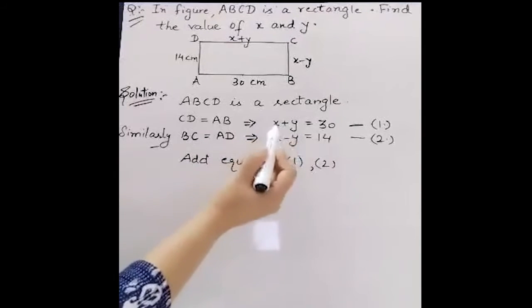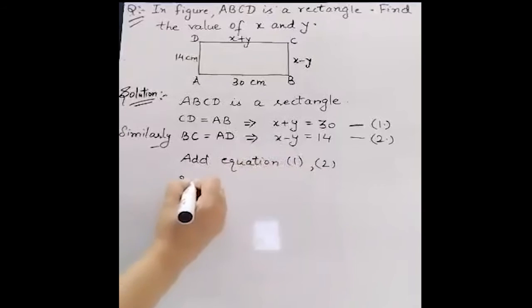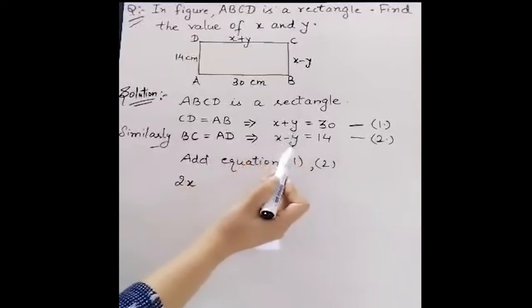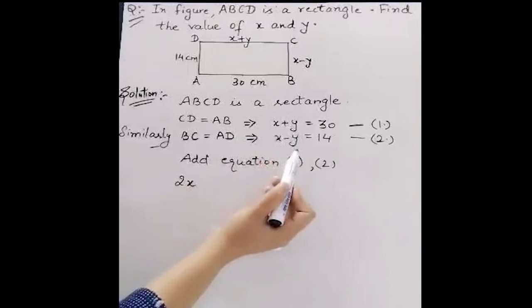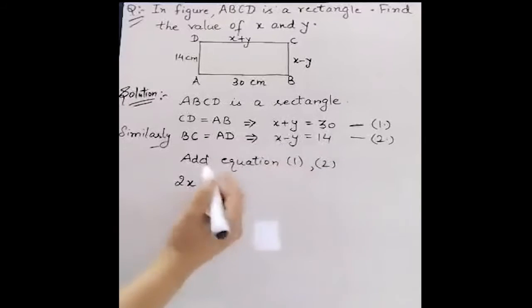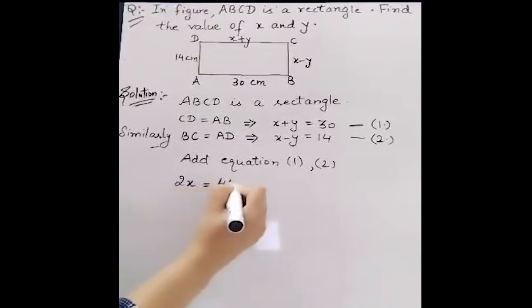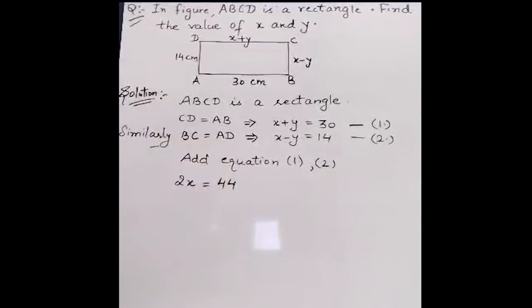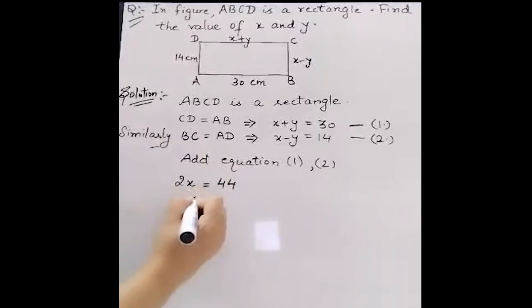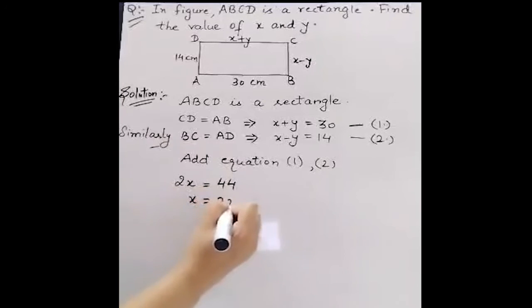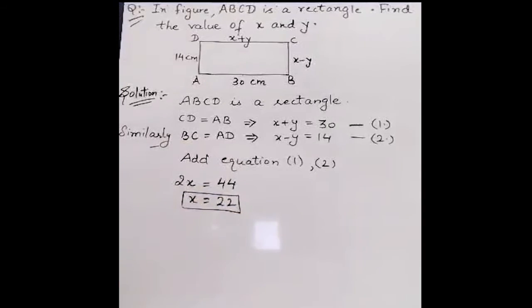Add x plus x. We will get 2x. Here is positive y, negative y. They will cancel out. Next 30 and 14. It will come 44. So the value of x will be 22. In this way, we will solve for x, right?